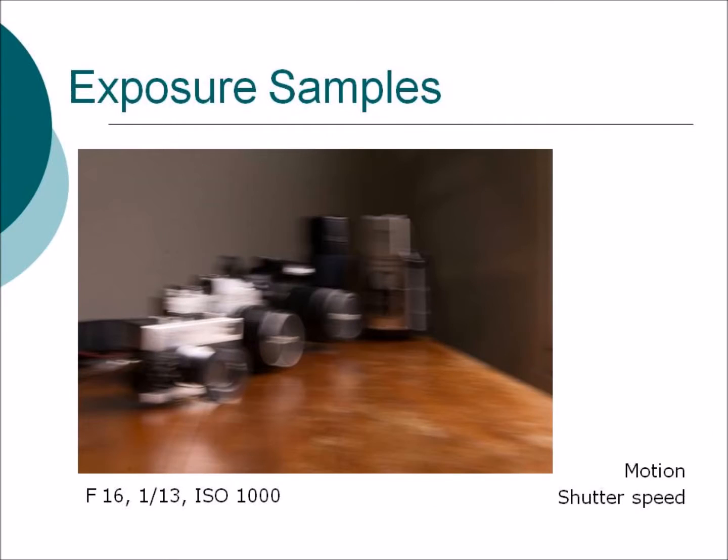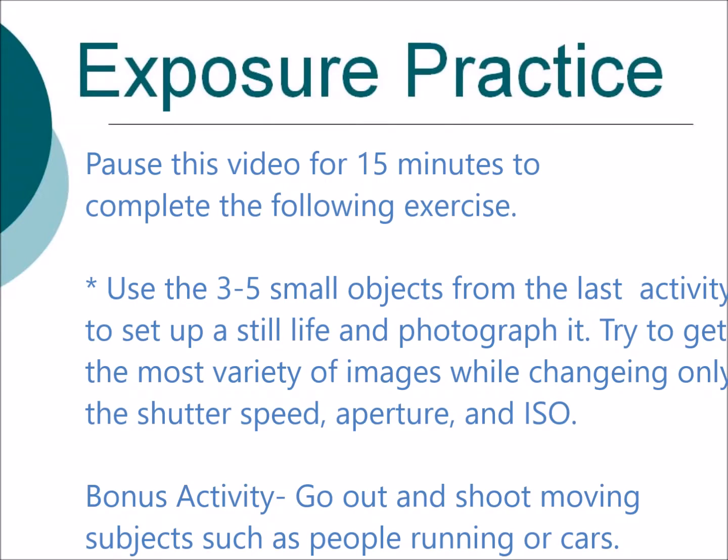And then in the next one we see the motion with the very slow shutter speed, and I actually had to intentionally move the camera because the subjects in this picture weren't moving. This is usually a consideration with motion blur when you're shooting fast-moving subjects such as sports. Next, we're going to do some exposure practice with the activities linked below.